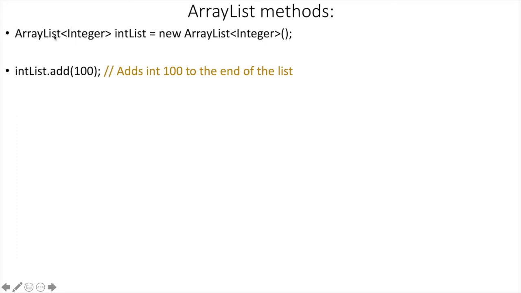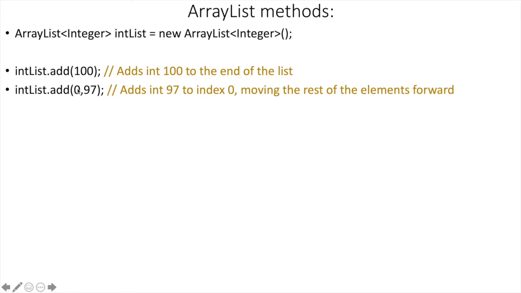If this had been an ArrayList of type string, this would not be a valid argument to pass in here. So the add method will always add whatever argument this is to the end of the array list. So if this list already had 20 items in it, then this would add the int 100 right at the end at index 20. However, there's an overloaded add method where you can specify both the index and the value.